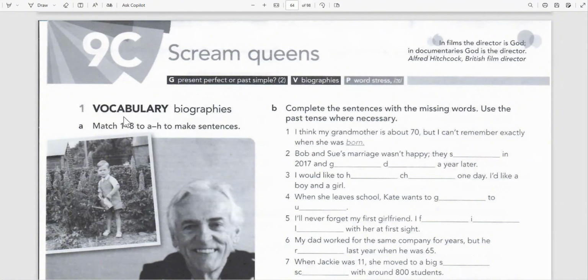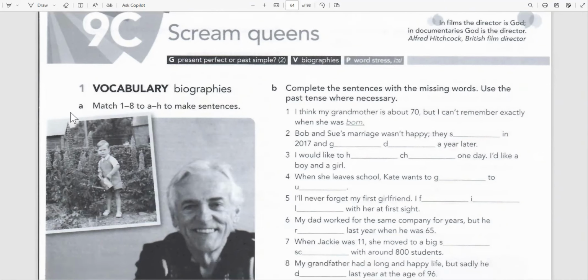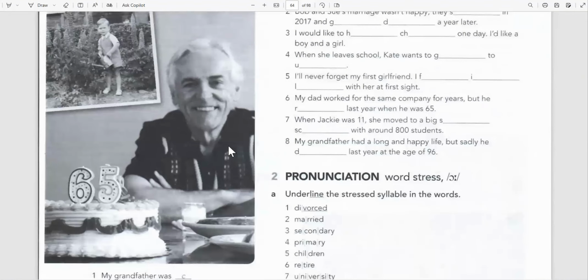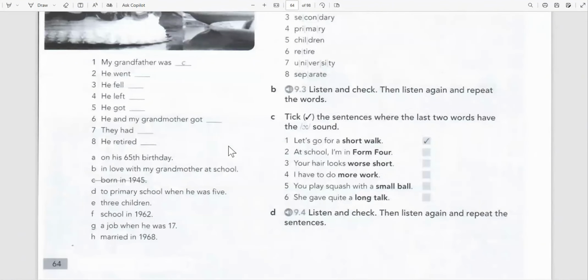The first exercise is vocabulary. So biographies. Exercise A is asking us to match 1 to 8 to A to H to make sentences. Okay, we'll do that. So that's page 64, by the way, guys. Page 64. So we're going to scroll down a bit. Here you go. So basically, we need to match the numbers with the letters. So the first one, as you can see, my grandfather was, C, born in 1945.